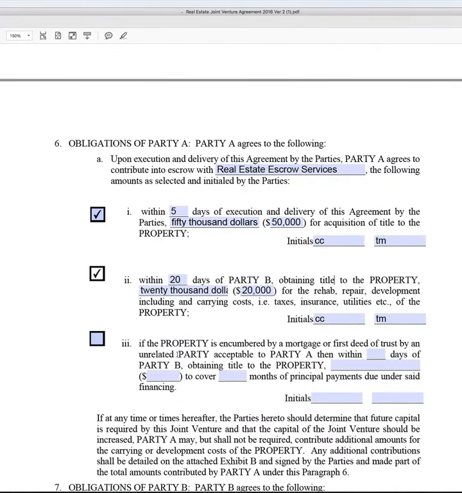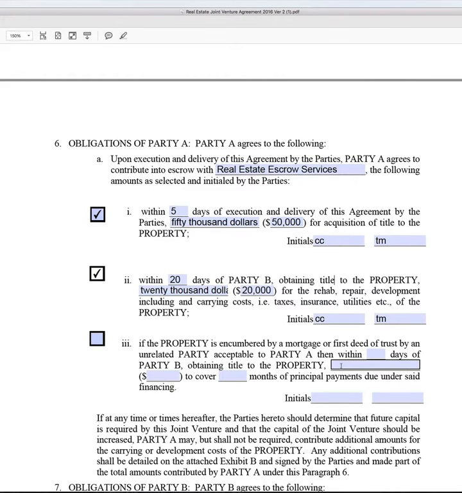Now, the third one states that if the property is encumbered by a mortgage or first deed of trust by an unrelated party acceptable to Party A within blank days, we'll say we put in here within 10 days of Party B obtaining title to the property, then we're also going to contribute some additional funds to cover the mortgage payment. So occasionally what you'll find is the investor also needs funds because the project's not generating any money. The investor needs funds to pay the interest on the first position private money note.